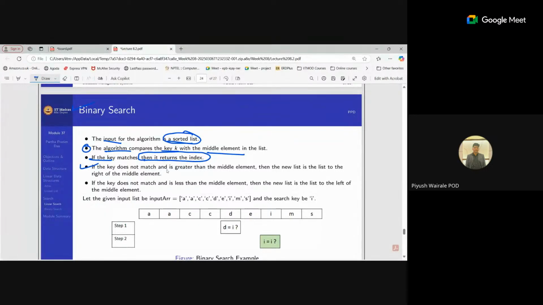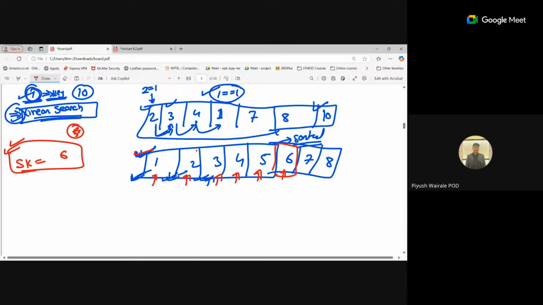If it does not match and the key is greater than the middle element, the new list is the list to the right of the middle element, right? So if I take this particular example, the index values start from 0, 1, 2, 3, 4, 5, 6, 7, right? Any doubt, anyone? Okay, so here we are giving the index value to this particular thing.